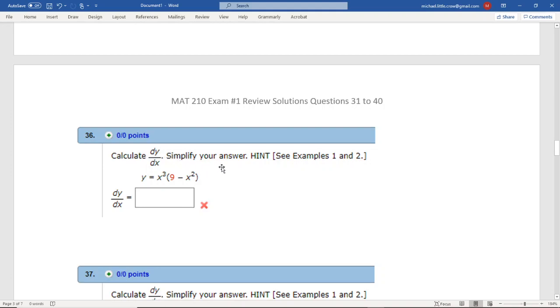Calculate dy/dx. Simplify your answer. So this one's just finding the derivative. This one we're into 11.3. We're using the product rule. So we want to see that we've got two different functions here. So we'll call them f and g.